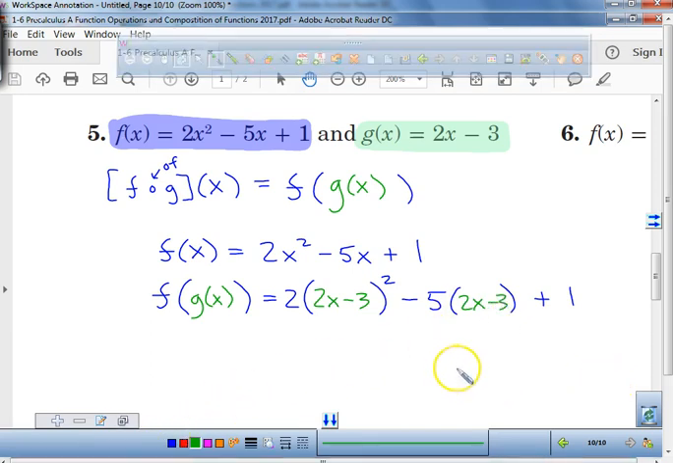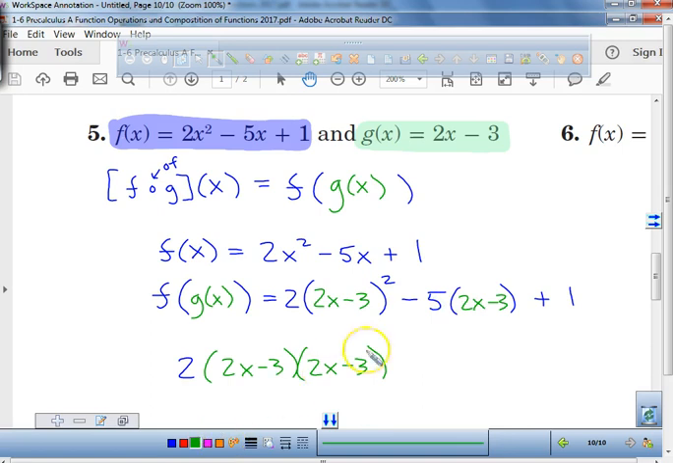So here we go. I'm going to do 2 open parentheses, because 2x minus 3 squared is 2x minus 3 times 2x minus 3. Yeah, we're supposed to have sympathetic yawning, not sympathetic coughing.